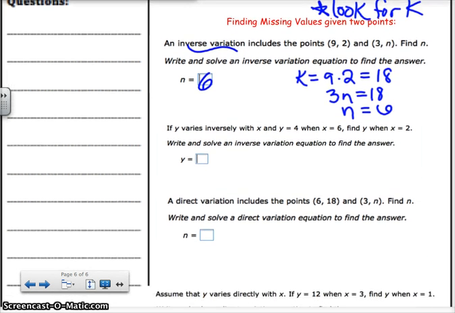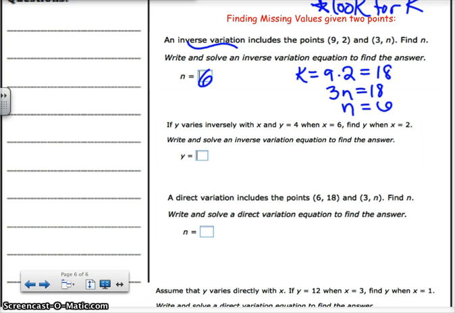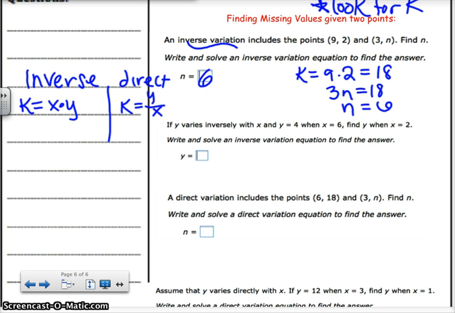Y varies inversely. So with inverse, is k going to be the product or the ratio? And you might need to write that down. For inverse, k equals x times y. For direct, k equals y over x. So inverse, my k is going to be multiply the two.